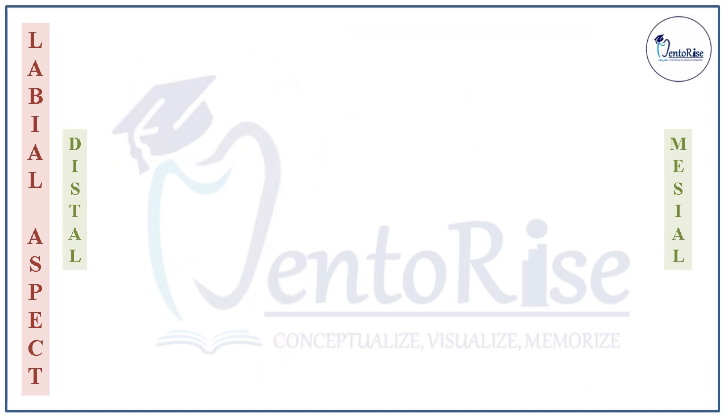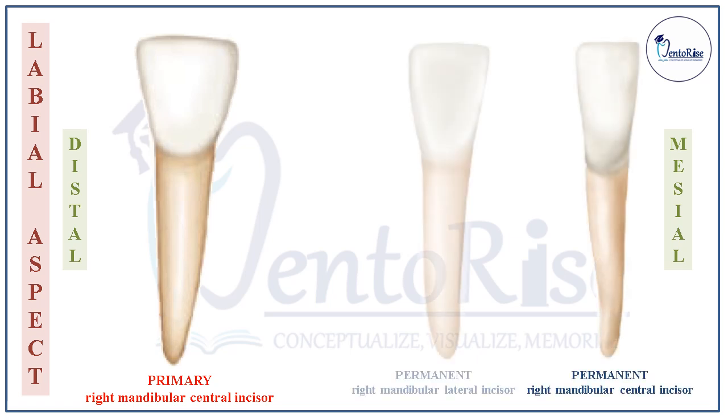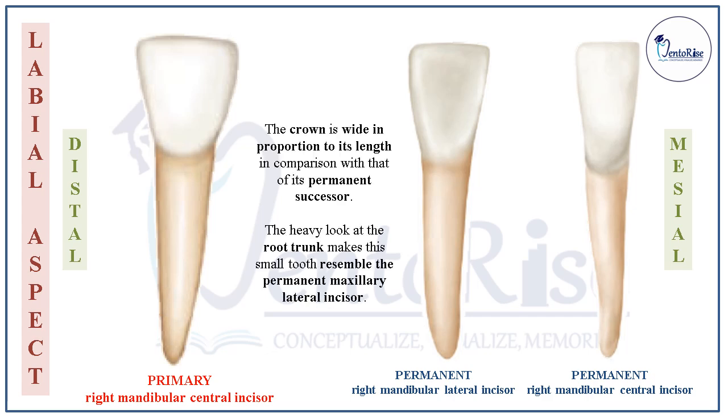If we compare the dimensions of primary mandibular central incisor with that of the permanent mandibular central and lateral incisor, then the crown of a primary mandibular central incisor is wide in proportion to its length. Also, the heavy look of the root trunk of a primary mandibular central incisor makes this tooth resemble that of a permanent maxillary lateral incisor.